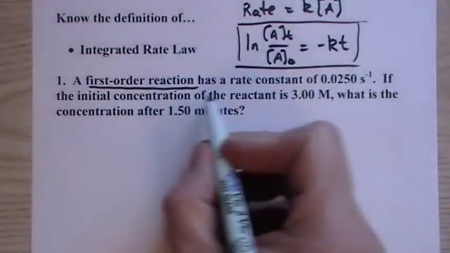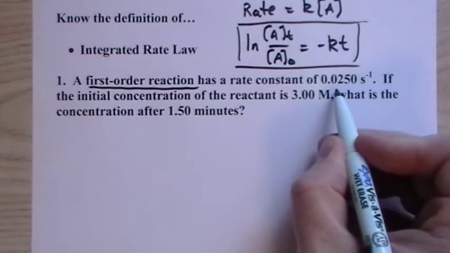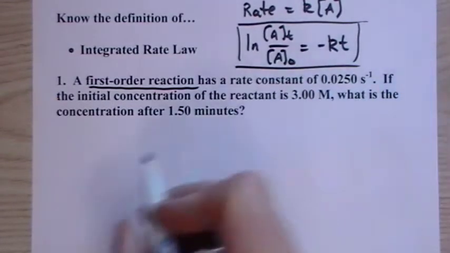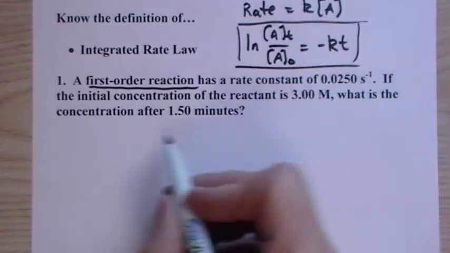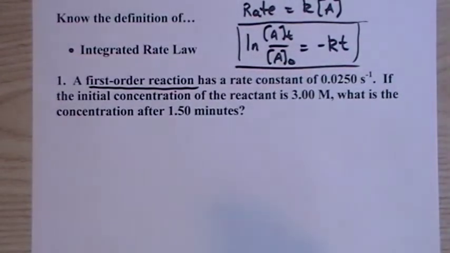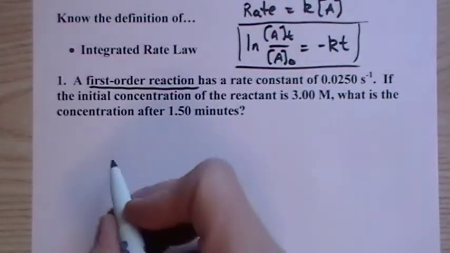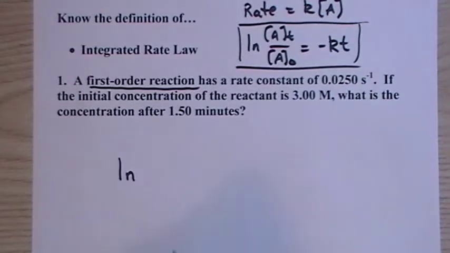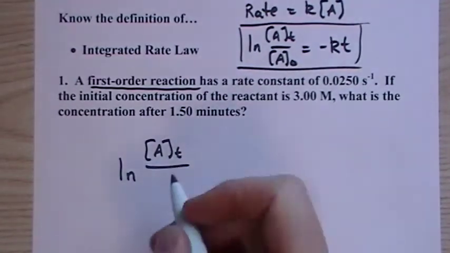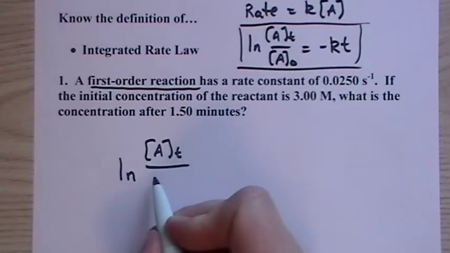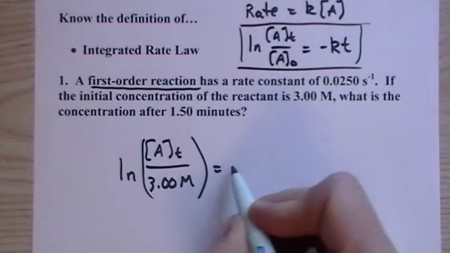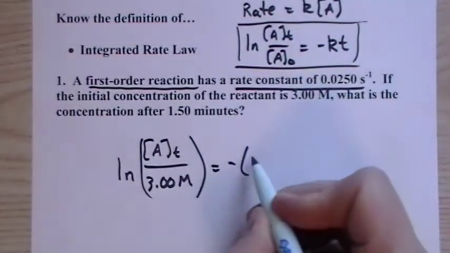So first order reaction has a rate constant of 0.0250 inverted seconds. That's your K. Initial concentration, and then they have the time. So what is the final concentration after 1.5 minutes? If we put this into the equation, they want to know the final concentration. That's what this term is. We don't know it. The initial concentration is 3.00 molar. K, the rate constant, is 0.0250.